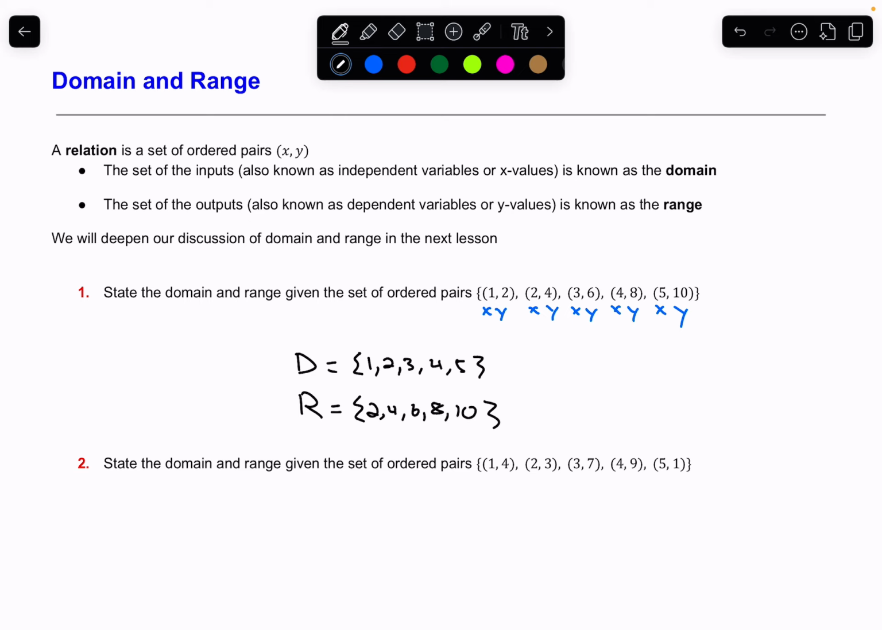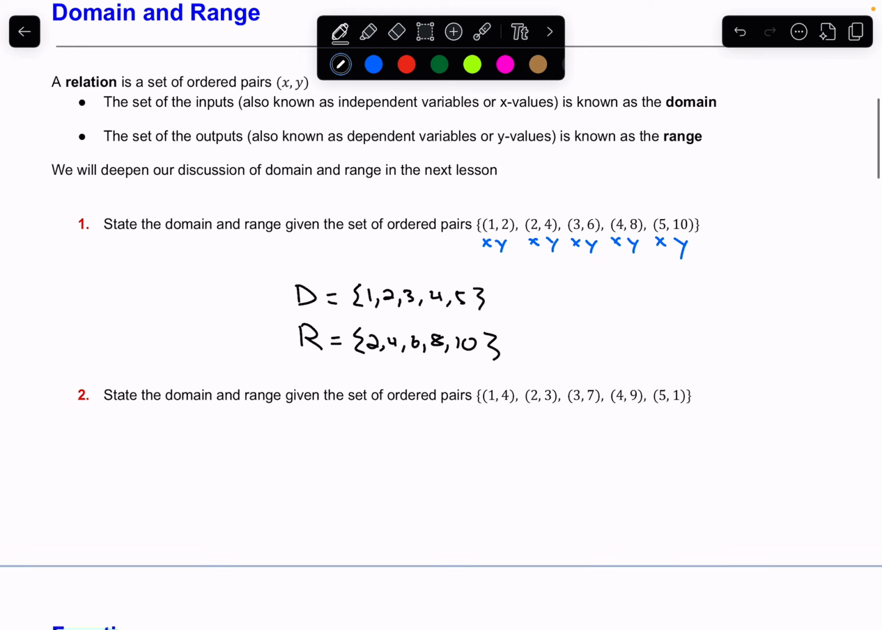Identifying the domain and range just means listing out the x values and y values. So you should be able to do that. Go ahead and try the second one. Pause the video.